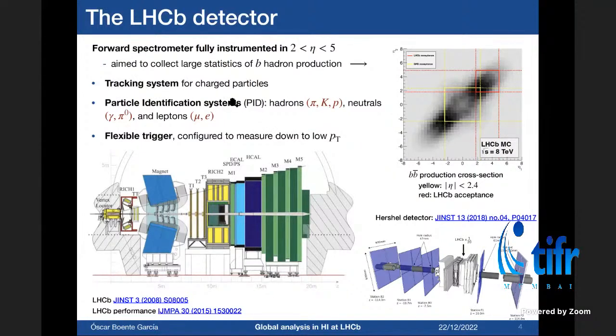This was already the topic of the previous lecture. And just to mention the trigger, we are generally aiming to measure lower momentum particles, more like ALICE, as opposed to ATLAS and CMS.